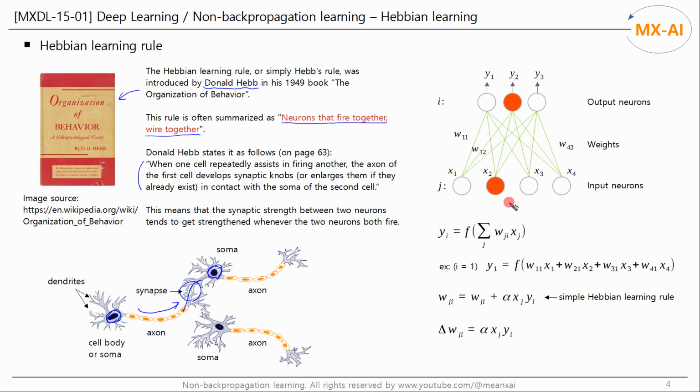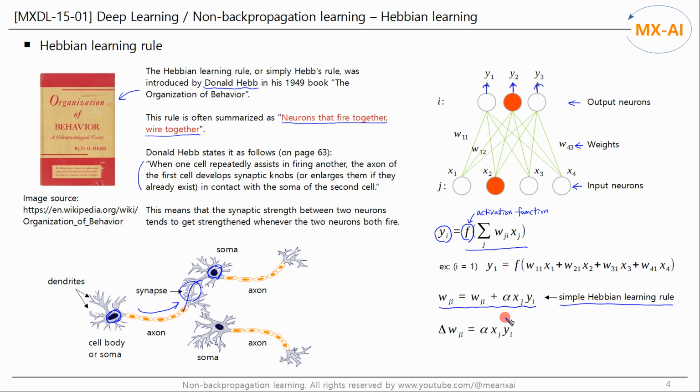Let's take this neural network as an example. The structure of the network is identical to a typical feed-forward network. There is an input layer and an output layer, and the connection weights are fully connected. The output of the network is computed in the same way as a feed-forward network, as follows. F is the activation function for the output layer. The weights are updated as follows. This is the simple Hebb's learning rule.